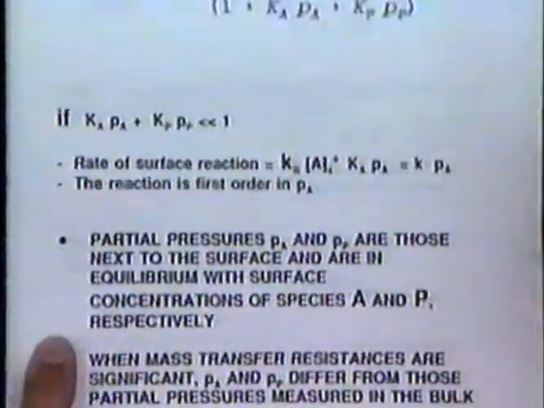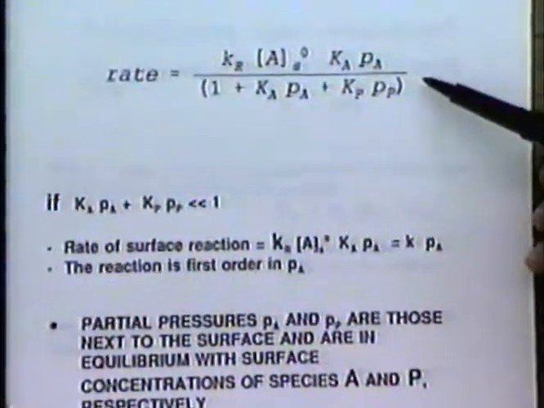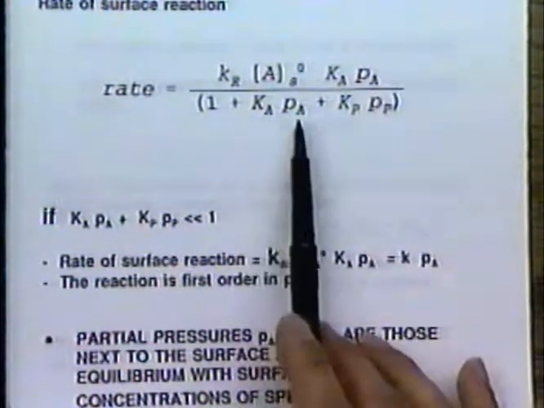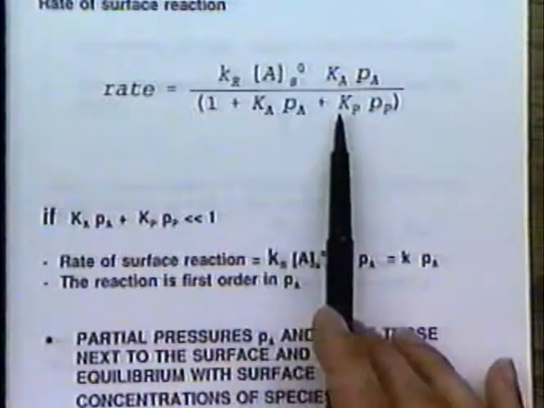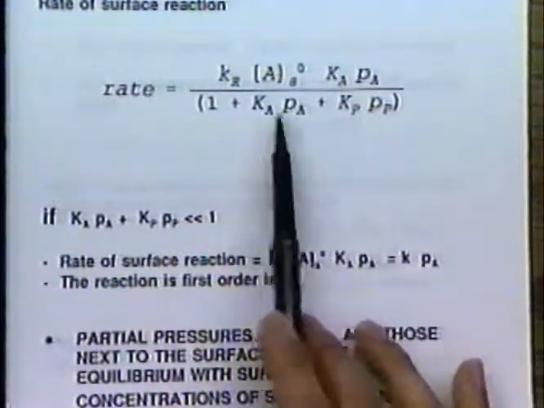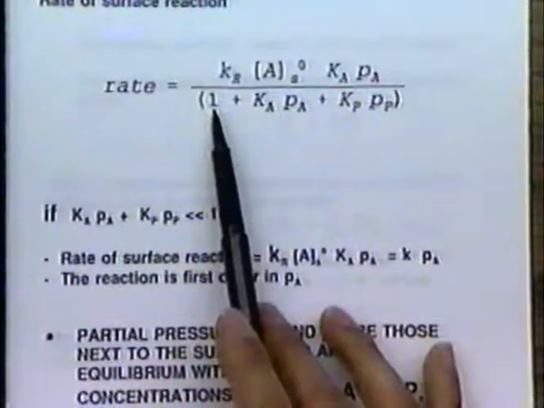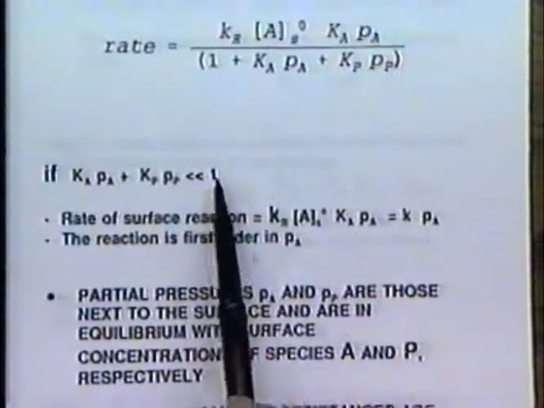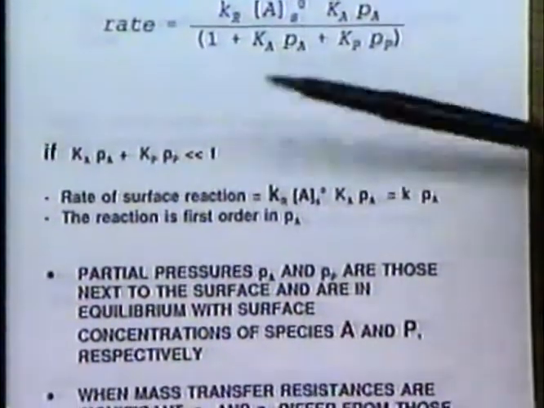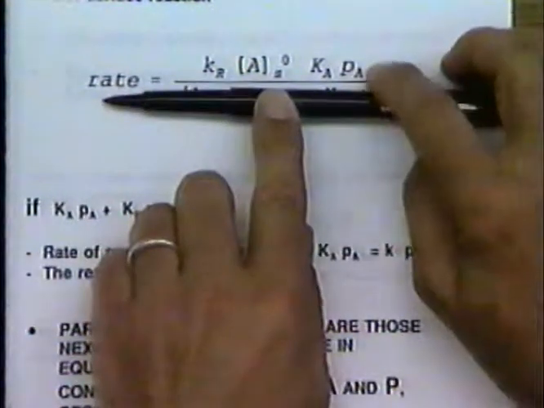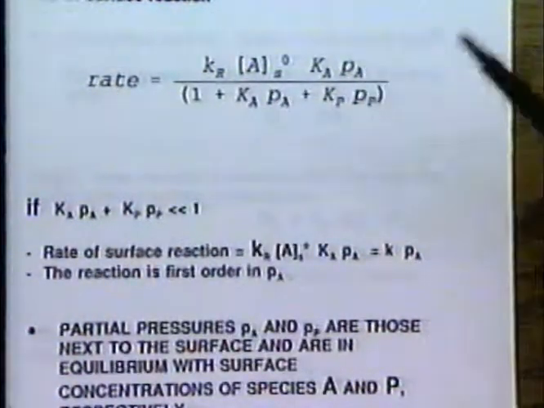Now, this is the same rate expression that we have written before. Now, let's see what happens if K_A P_A plus K_P P_P is small. I mean, these two terms are much smaller than 1. In this case, if these two terms are much smaller than 1, the rate will be just proportional to the partial pressure of A in the gas phase.